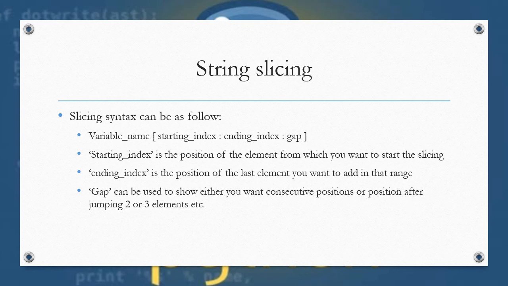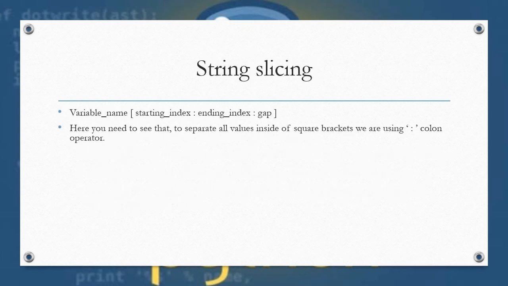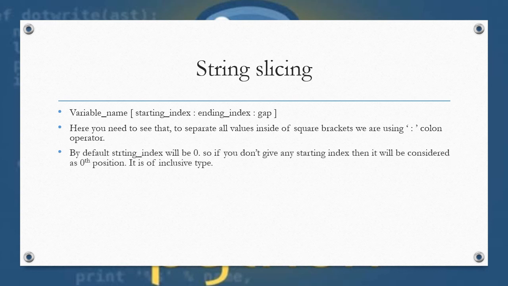Now gap can be used to show whether you want consecutive positions or positions after jumping 2 or 3 elements. We will learn about that in further slides. Here I have written the variable name, starting index, ending index, and gap, which is the syntax of our slicing. Here you need to see that to separate our values inside the square bracket we are using the colon operator.